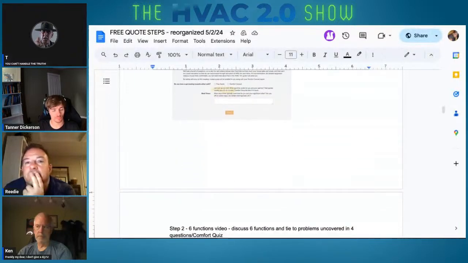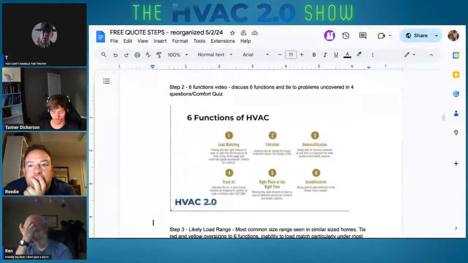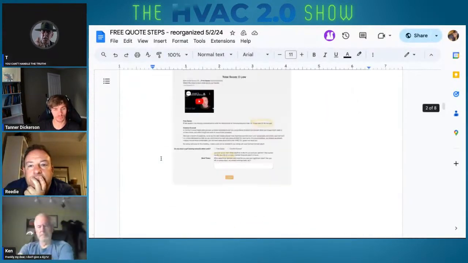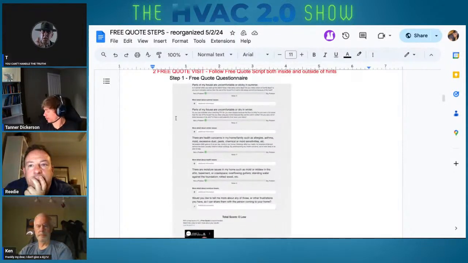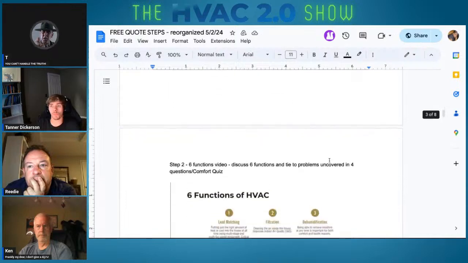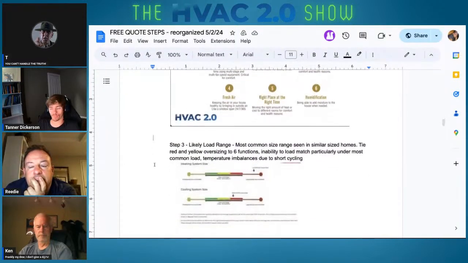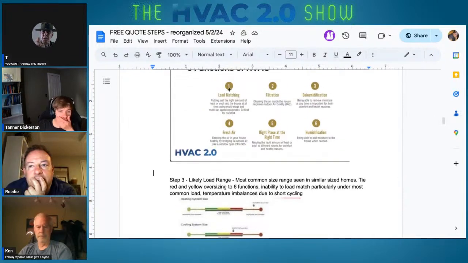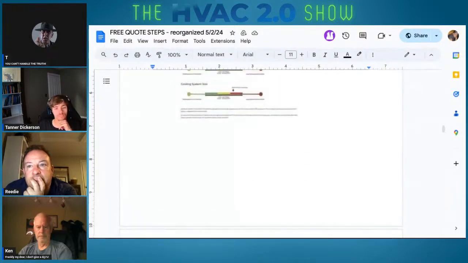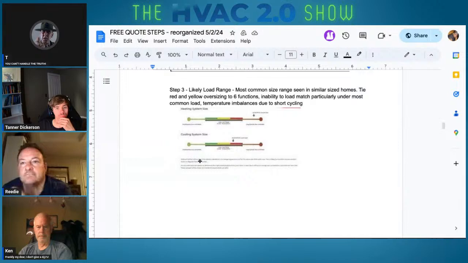So by connecting the 6 functions to the four questions quiz problems, you can get them understanding the functions that they need to help solve their problems. And then you tie the 6 functions to the likely load range, as we were just talking about, load matching and mixing. And that'll help them understand to lean towards the green.